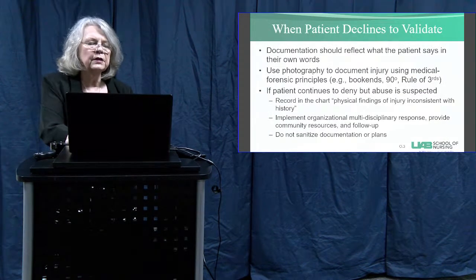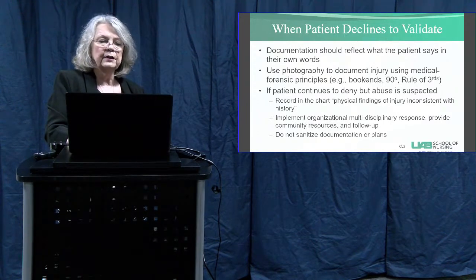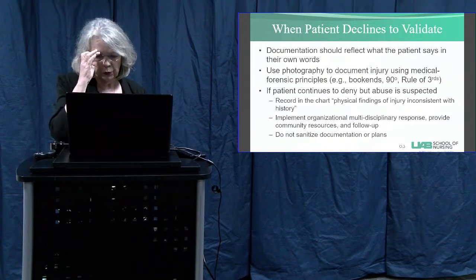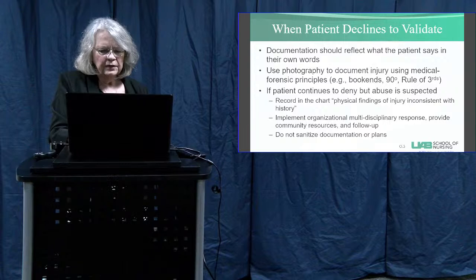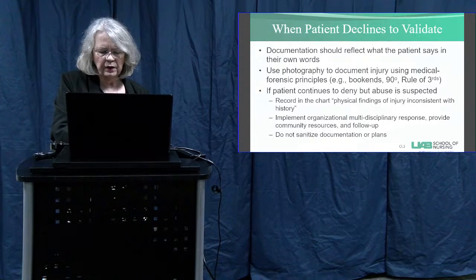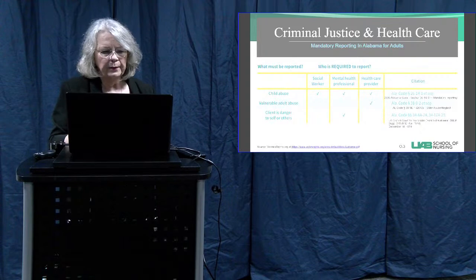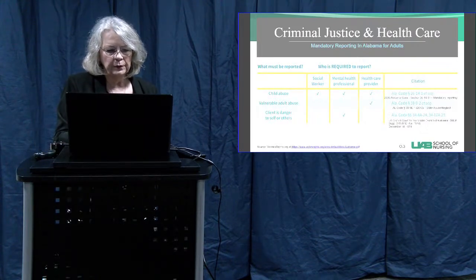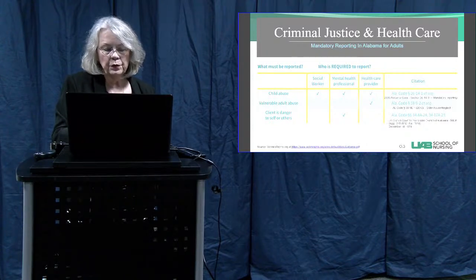So when a patient tells you nothing's going on, I fell down the stairs or I fell against something, be sure to use photography to document in the record very objectively, and I'm happy to tell you that there are a number of photography protocols out there that you can use. If they continue to deny and you still suspect abuse, it's not reportable. They're an adult. They have all the rights and liberties guaranteed by the Constitution. But document objectively those physical findings. And don't sanitize your documentation. Just name it what it is. I will also tell you that there is mandatory reporting in Alabama, which is where we are, because vulnerable adults, child abuse, and clients in danger to self or others with suicide are all reportable. So do know what those laws are.